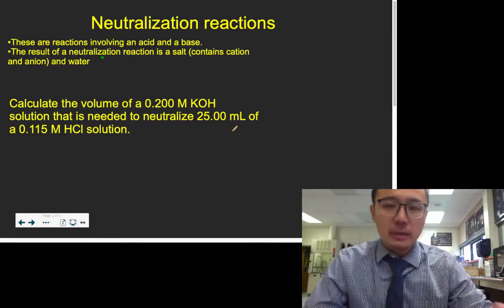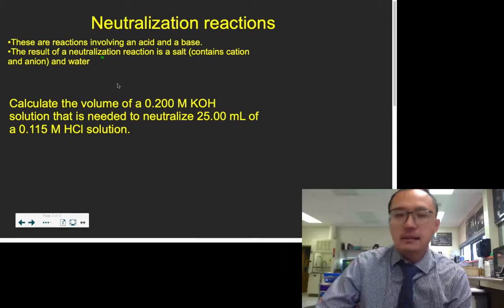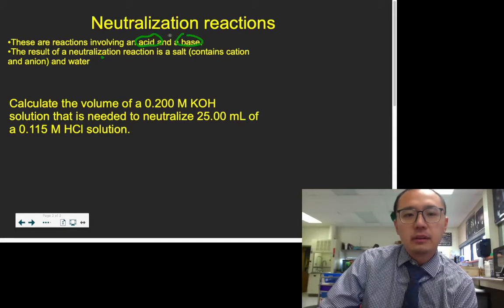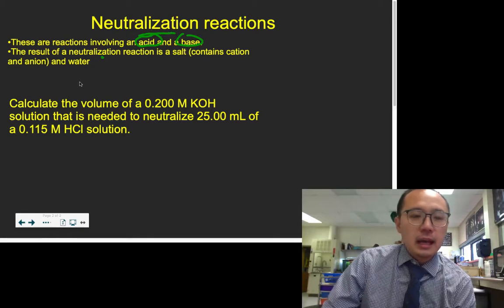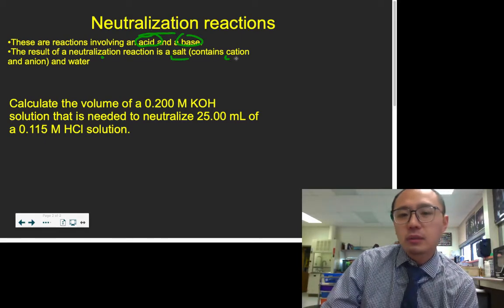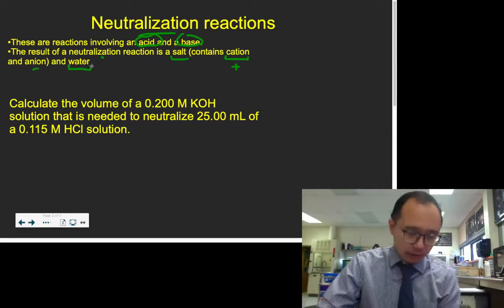So we have been talking about acids and bases, and let's look at what happens when we mix an acid and base together. When we mix an acid and base together, this is what we call a neutralization reaction. And the result of any neutralization is that you get a salt, which is just mixing a positive ion and a negative ion together, and also water.